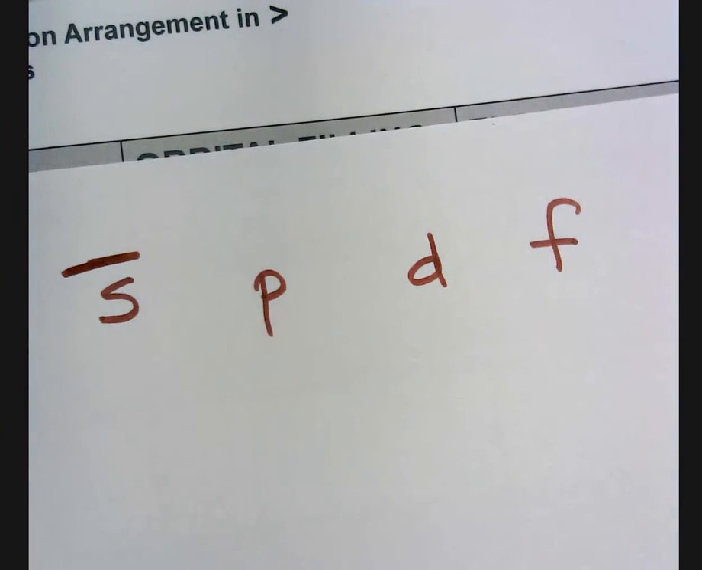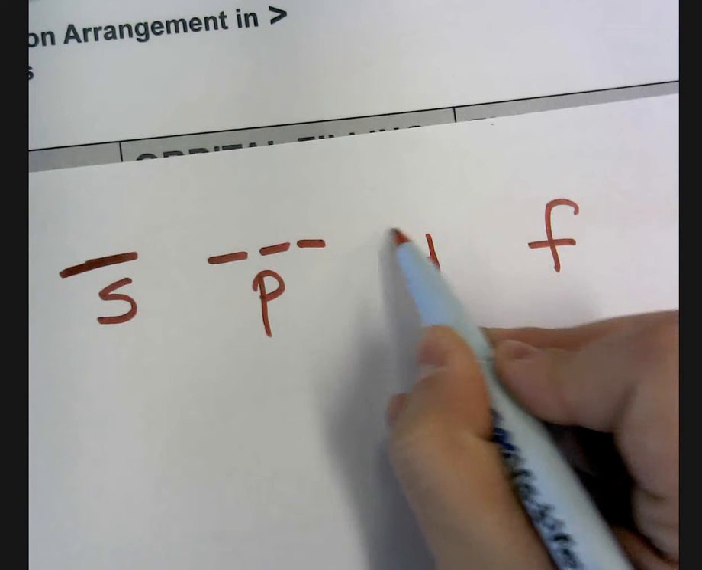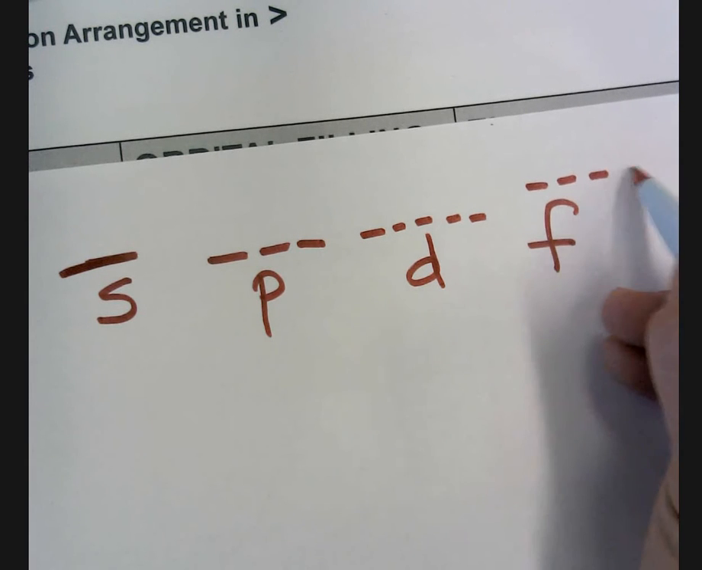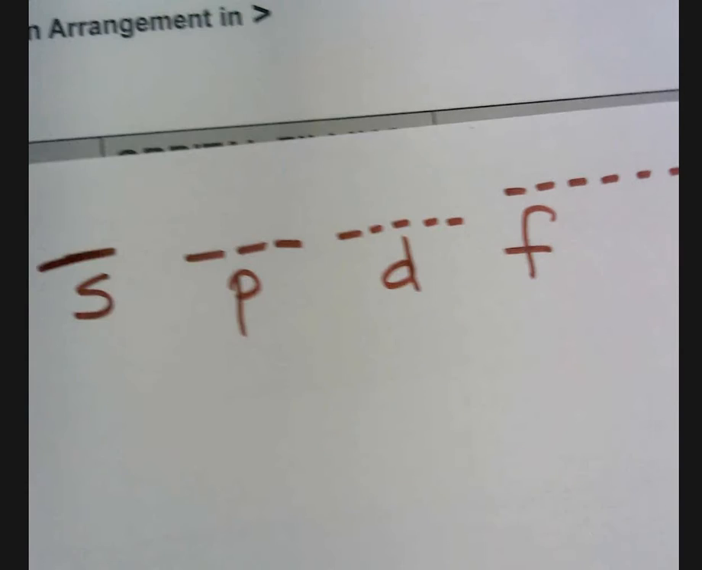How many P's are there? 3. Okay, there we go, 3 P's. And how many D's? 5. Okay, 2, 3, 4, 5. And F's? 7. Okay, wonderful. Okay, so we have S, P, D, and F.